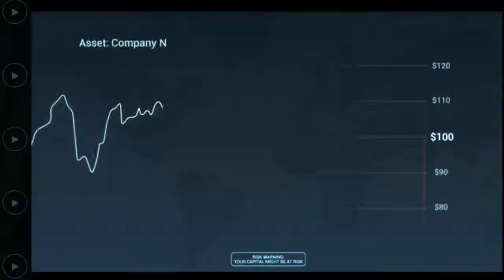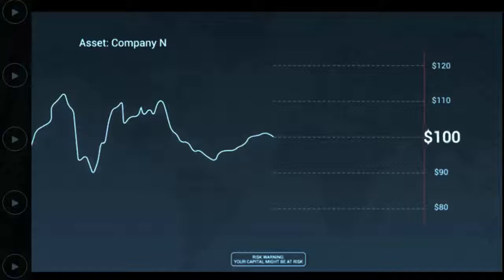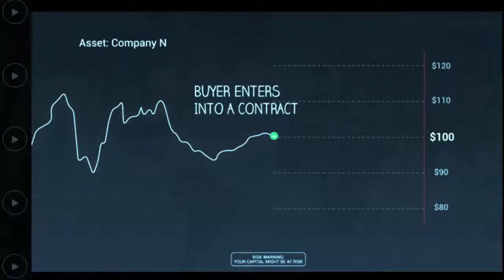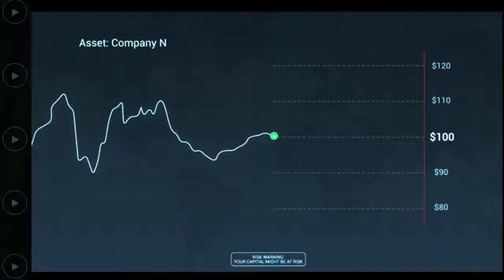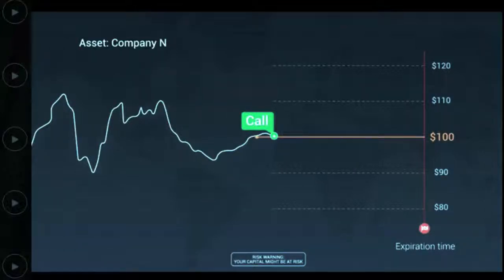Suppose that the current value of a company's stock is $100 per share. The buyer enters into a contract that grants the right to buy the asset at $100 per share for a limited period of time. This type of contract is called a call option, and the set price in the option contract is called the strike price. For the purpose of this example, we will say that the cost of this contract is $2. In other words, this is the price of the option.